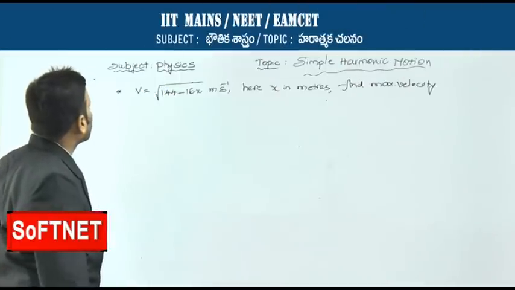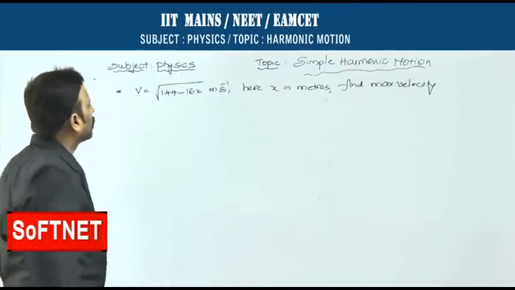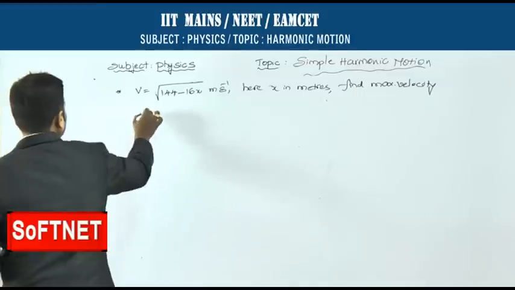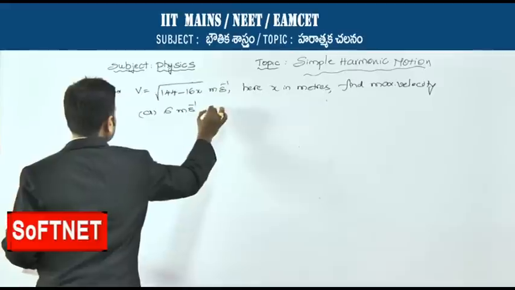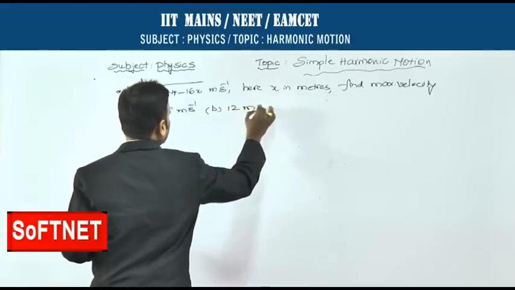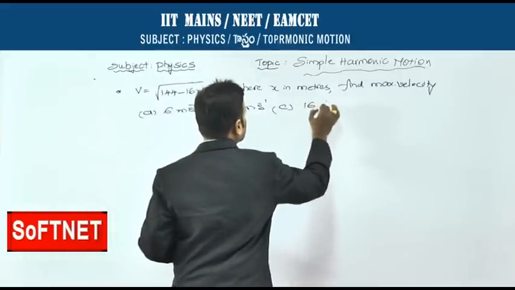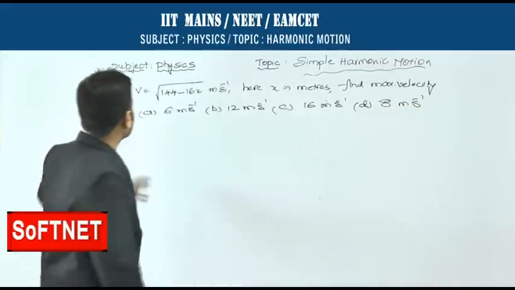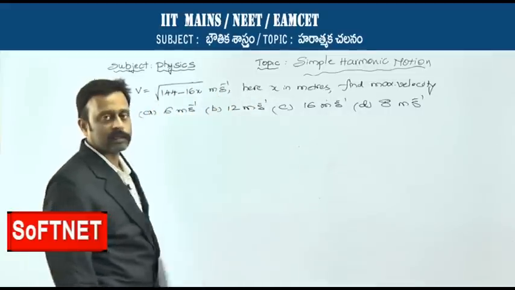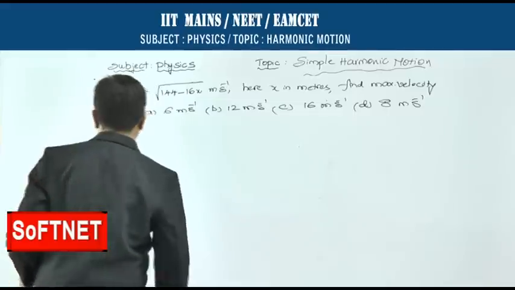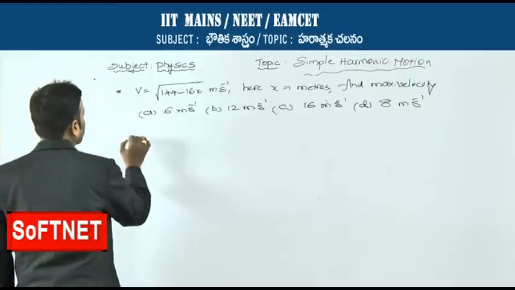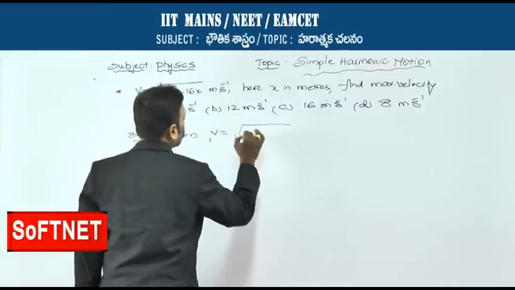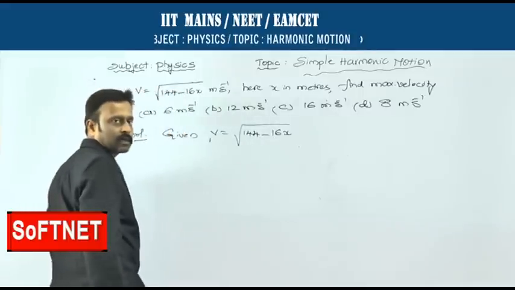The velocity equation is given as under root 144 minus 16x meter per second. Here x is expressed in terms of meters. You are asked to find the maximum velocity. The given options are, first one 6 meter per second, second one 12 meter per second, third one 16 meter per second, and the fourth one 8 meter per second. We are asked to calculate maximum velocity. Now, what is the general form of velocity of a particle executing simple harmonic motion? First, see here, the given velocity is under root 144 minus 16x, that is the given equation.